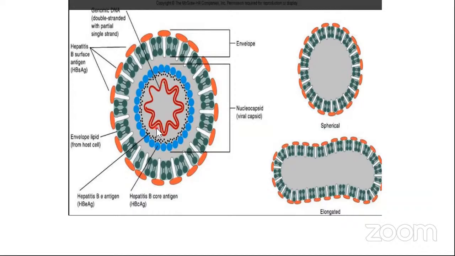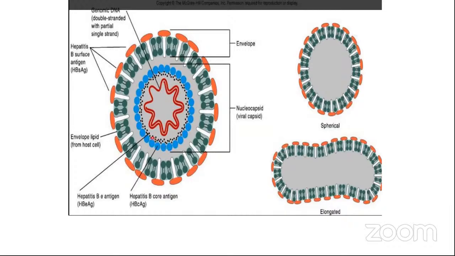So as I said, the core antigen. This is called a core antigen because these proteins act as an antigen, a foreign material for our body, and antibodies can be produced against them. They are called core antigen because they are in the nucleocapsid. Concept is clear: Hepatitis B core antigen, HBcAg.